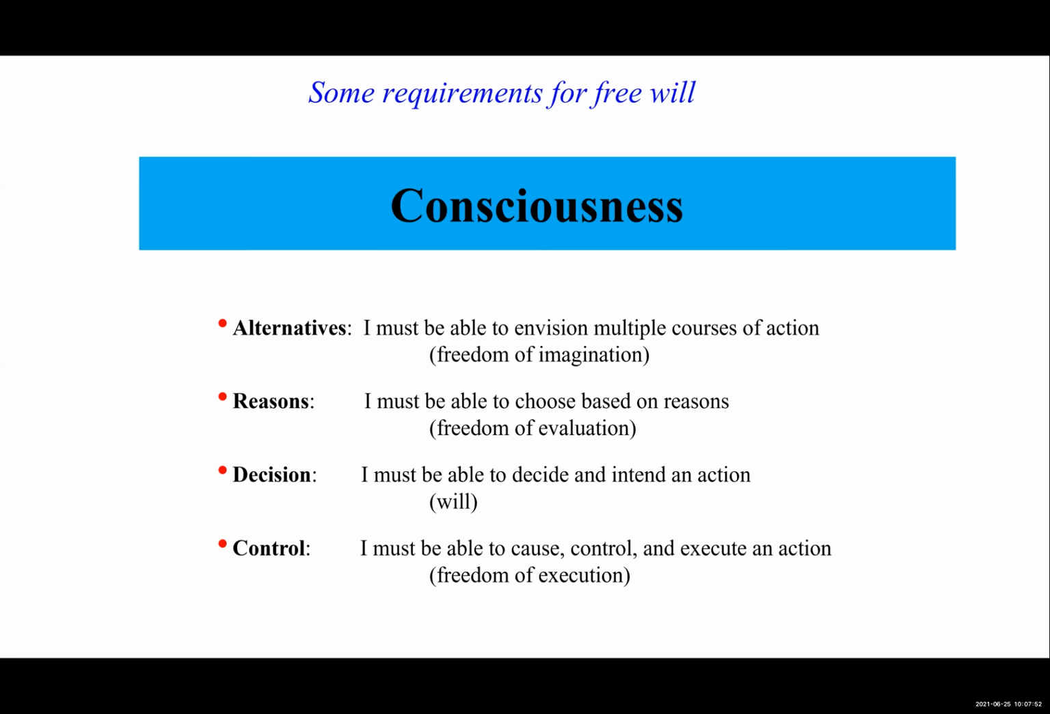I must be able to envision multiple courses of action, which I call the freedom of imagination. I'll get to that later on. I must have reasons. I must be able to choose based on such reasons, which I call a freedom of evaluation. I must be able to decide and intend an action, the will proper, if you wish. And then I must be able to control, including causing and executing the action, a freedom of execution.